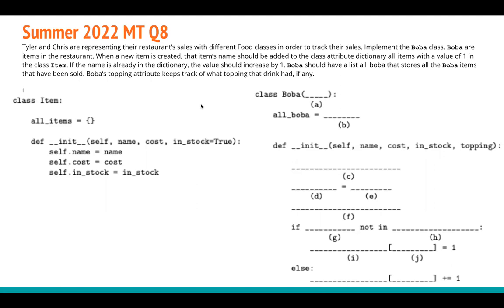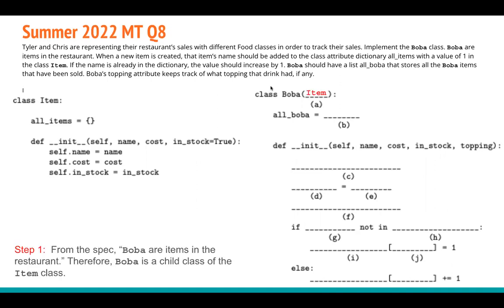So to start off, I think with this problem, it is really important to look at the problem statement because it tells you a lot about how to solve the problem. First of all, when reading through the problem statement, it says boba are items in the restaurant, and that kind of gives you a hint as to inheritance, as in boba is an item in the restaurant. So we know that our class Boba will inherit from the Item class. Any questions?